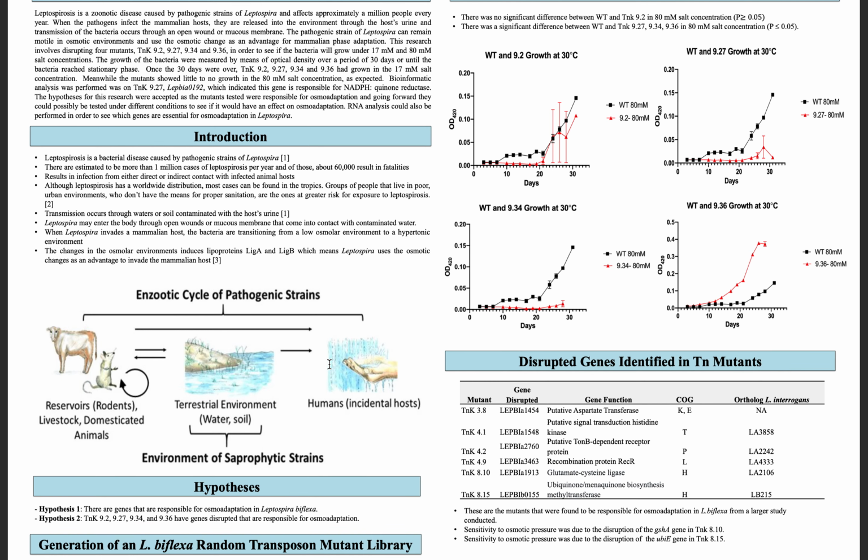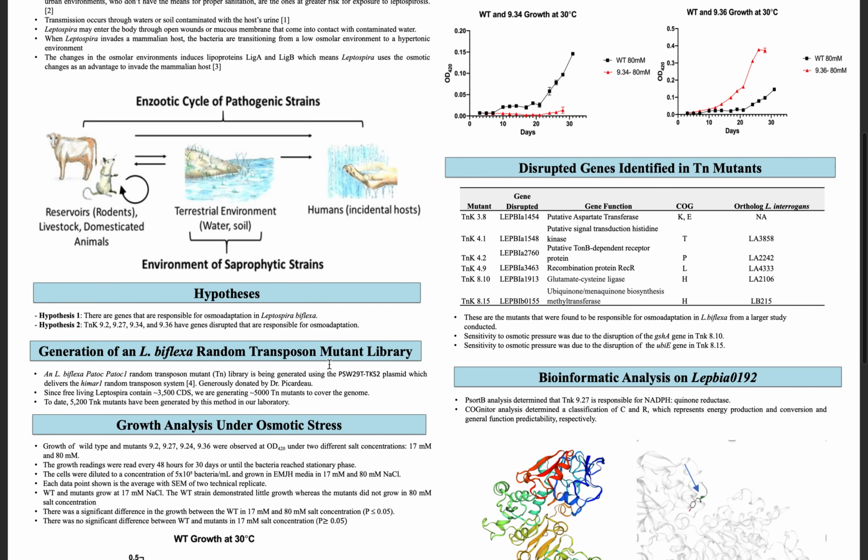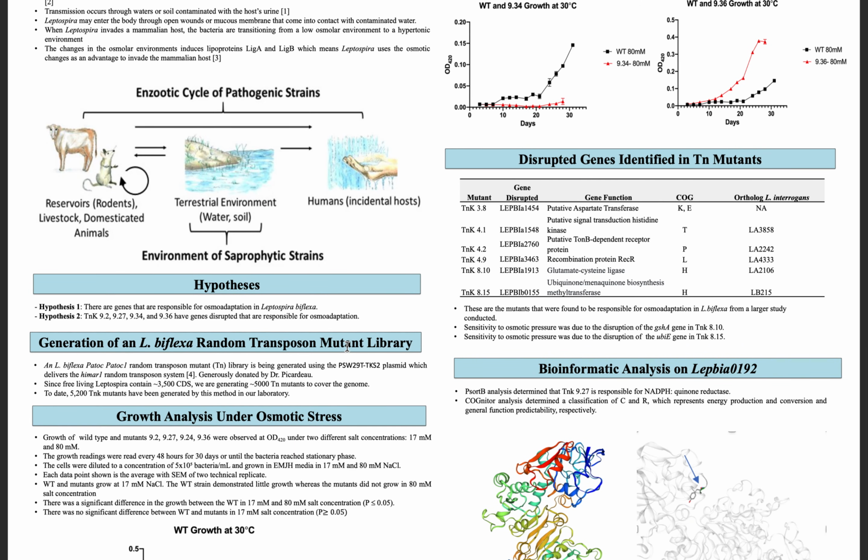Leptospira can remain motile in osmotic environments and use the osmotic change as an advantage for mammalian phase adaptation. From this idea, we generated a random transposon mutant library. My mentor inserted HimarI into Leptospira, which created random transposon mutants. This means that it randomly inserted itself into the genome and disrupted random genes.